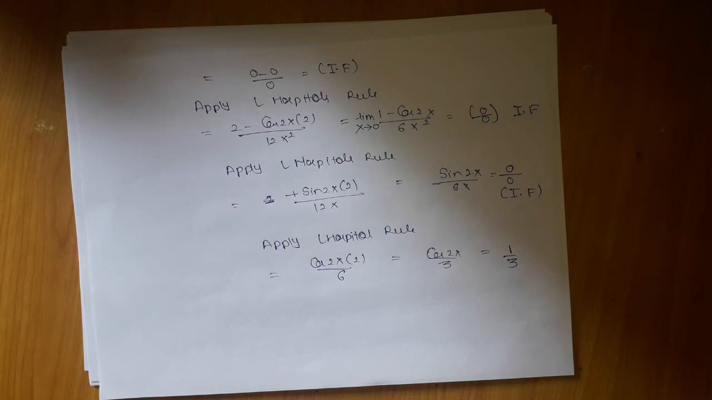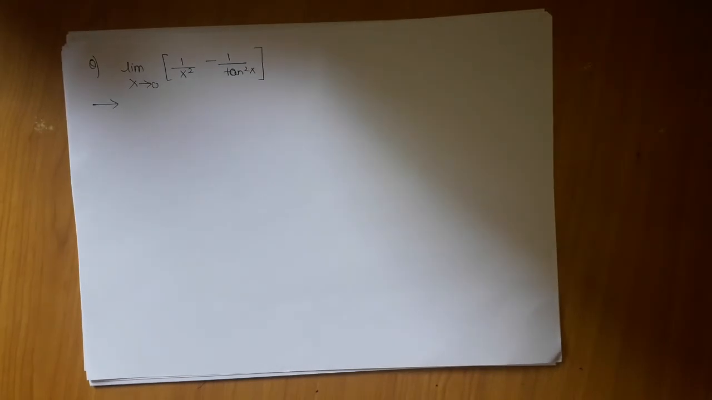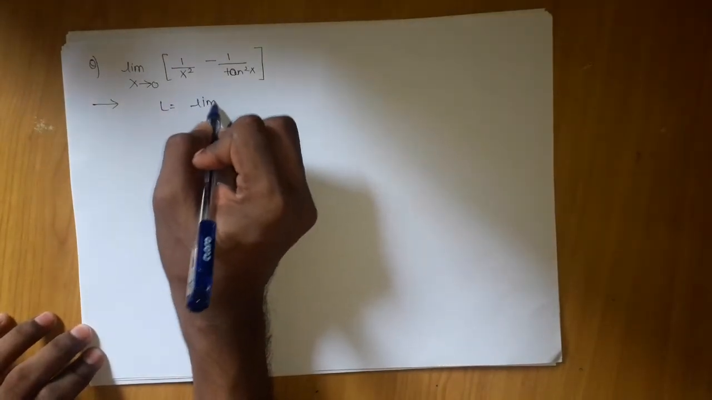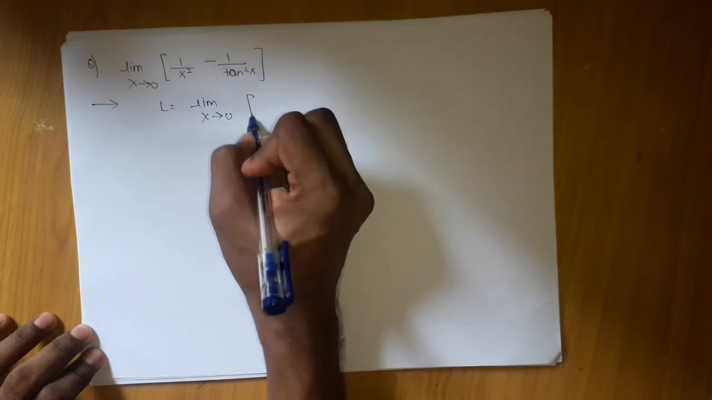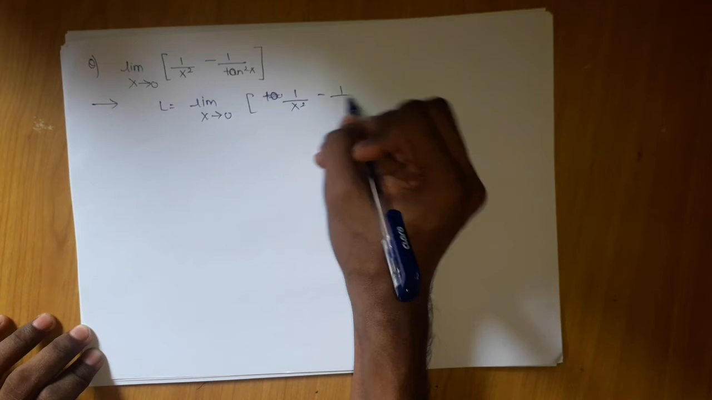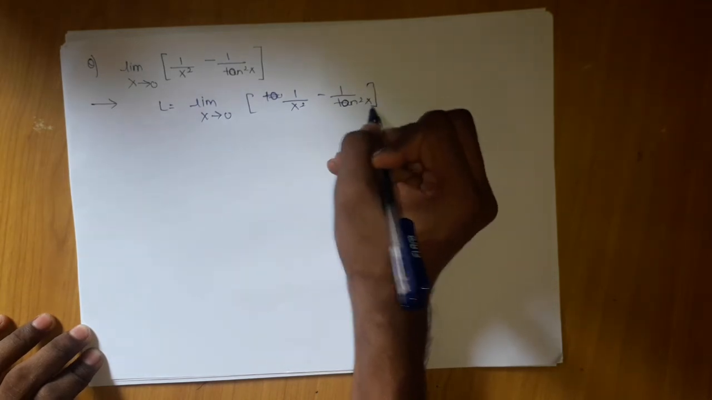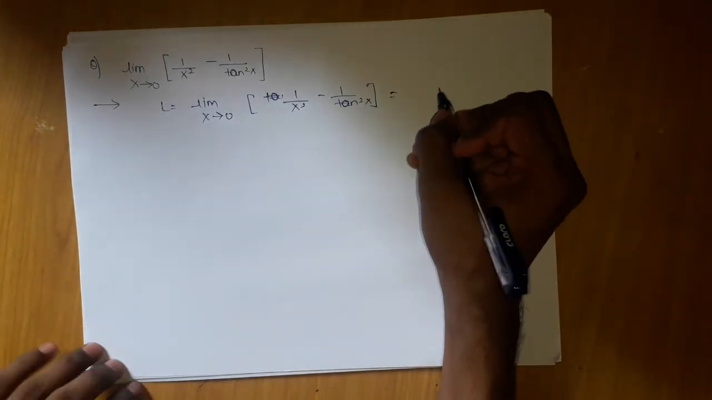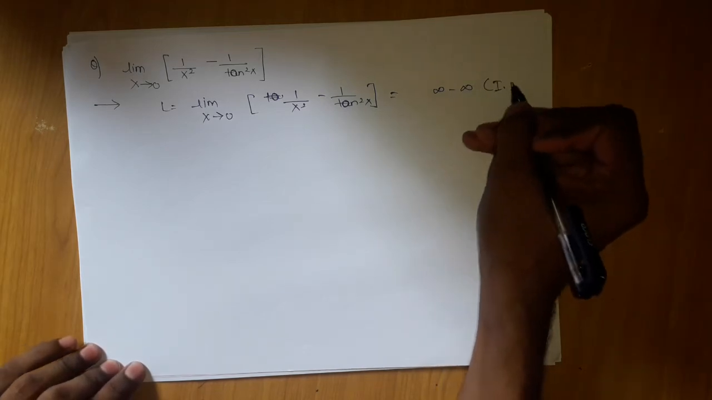Now let's begin the next question, which is probably the last question of this session. The last question is: limit x tends to 0, 1 upon x square minus 1 upon tan square x. We will write the first step, limit x tends to 0, and first substitute the values by writing the same thing. After this step, if you substitute, you will get infinity minus infinity, which is an indeterminate form.